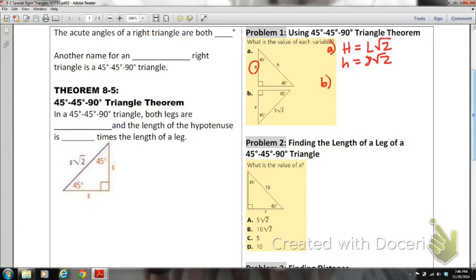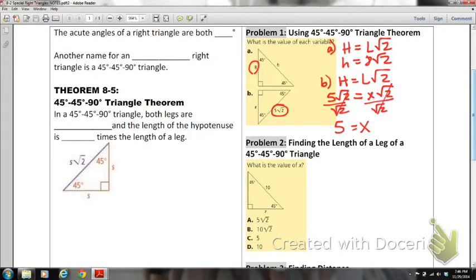In the next problem, B, you have another 45-45-90. Same formula applies. Hypotenuse is leg times the square root of 2. The hypotenuse in this case is 5 times the square root of 2. And the leg is what you're trying to find. That's the x times the square root of 2. So you would divide both sides by the square root of 2. Square root of 2's cancel, and x is equal to 5.